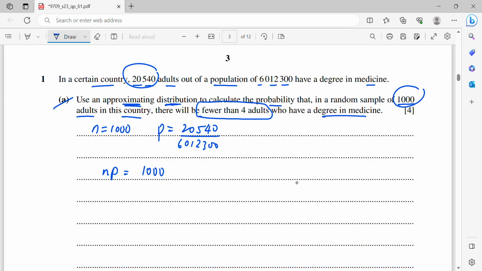So np is 1,000 times the fraction, and here you will get 3.41633. Now this np is not the final answer, therefore I will give more decimal places. When you calculate this, you will find that it is less than 5. So since your np is less than 5, this is a Poisson approximation to binomial.